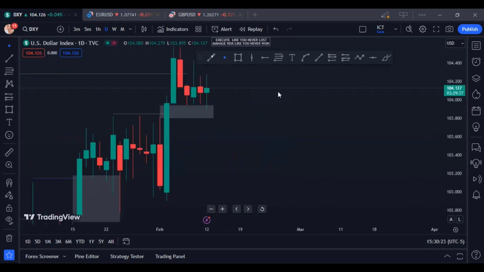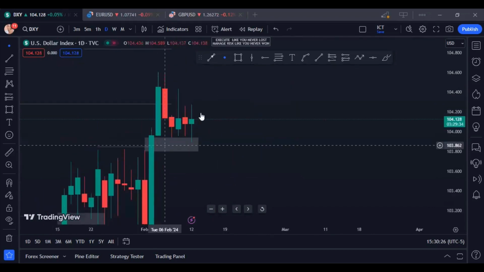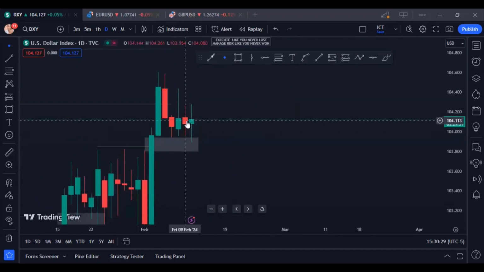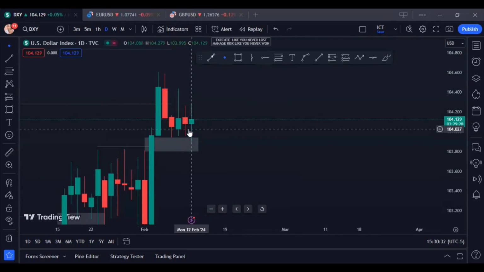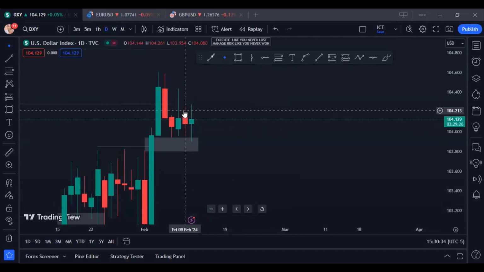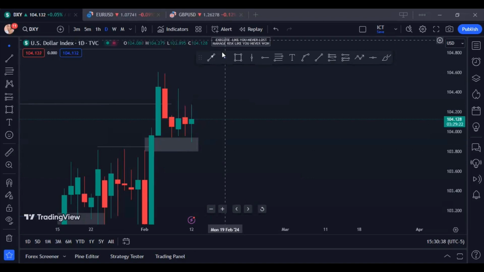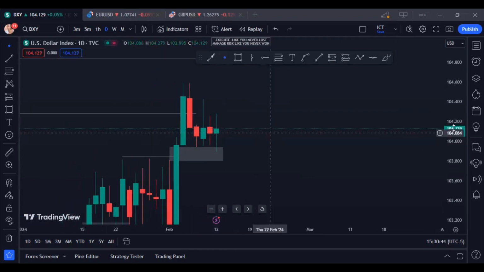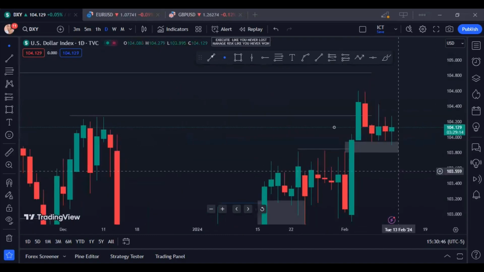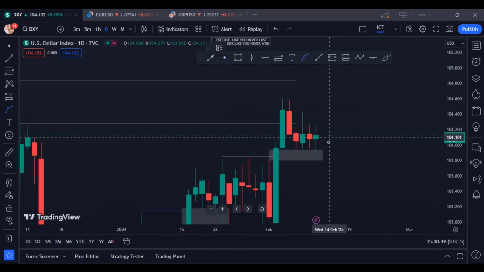Now looking at the chart, you can see today is Monday. Price tapped into this FVG, then closed with a contraction candle. Not just a contraction candle, but a flagship pattern. A flagship pattern is a pattern that takes both the high and low of the previous candle. You can see it, guys. So what does this signify? It's just a reversal to the upside, guys.